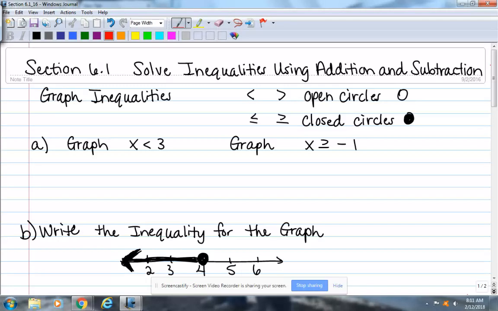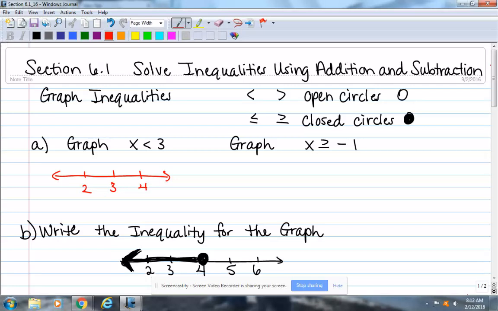The first one is graph x is less than 3. So I want you to draw a number line. It doesn't have to be a big number line. Put 3 in the middle. So I don't care that, some teachers are mean and want you to put like 10 numbers on a number line. That's not my style. 3 is enough for me, okay?